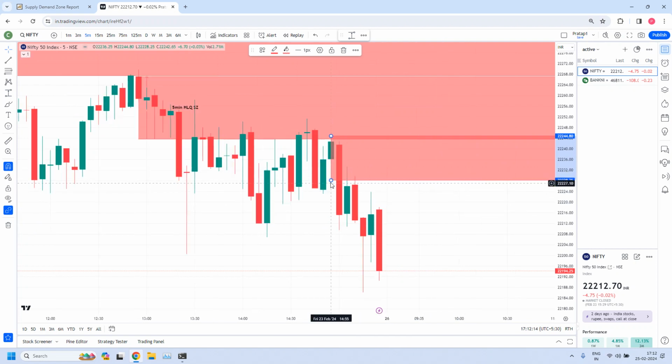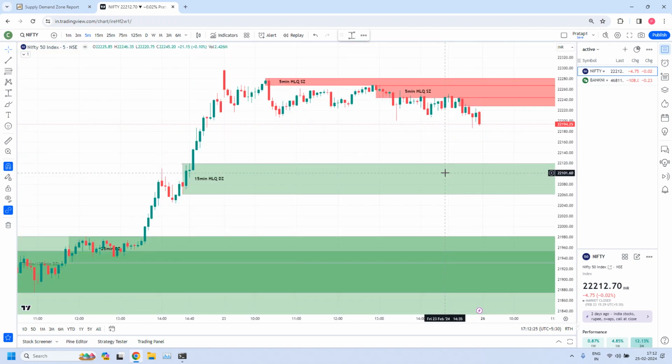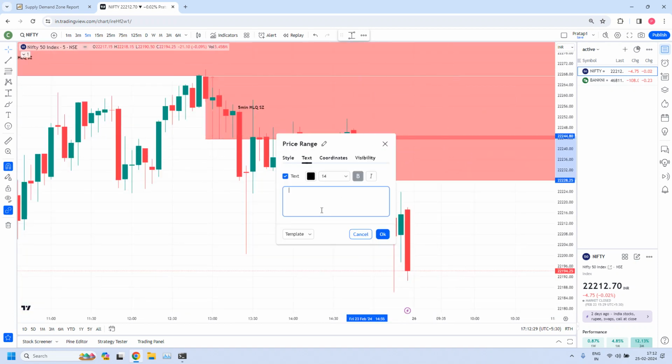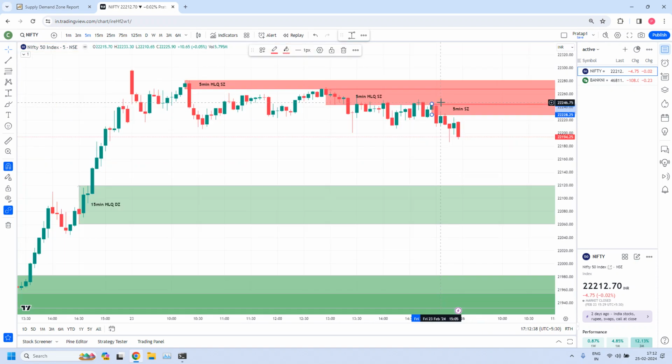See the rejections from this area. Let me go to type true. So before that, here also there is a strong order flow. Let me draw completely, wick to wick. And this is a 5 minutes supply zone, normal supply zone. Even this normal supply zone is also looking very strong.